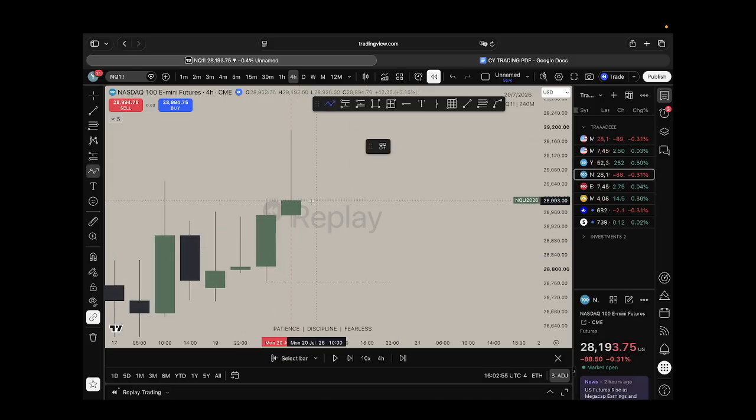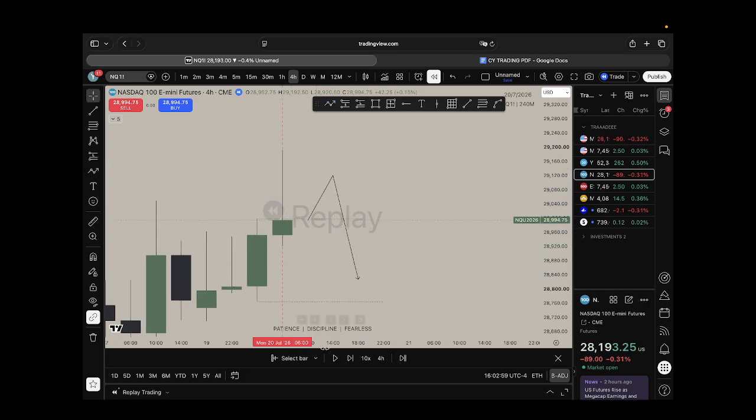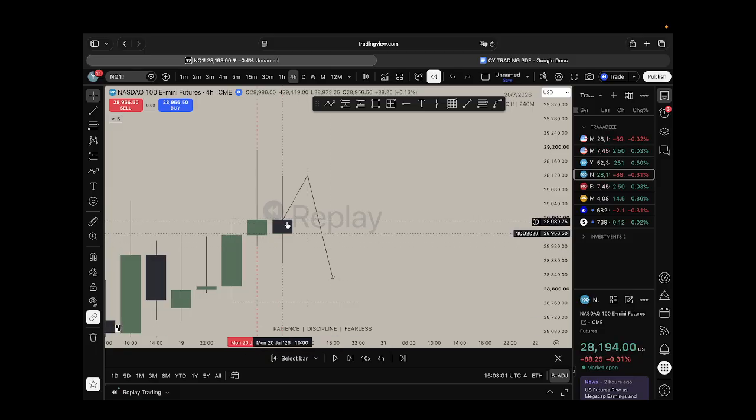So when 10 a.m. opens right here, I want to see an open high, low close. And you can see we ended up creating this wick at 10 a.m. and we ended up creating a bearish candle lower. So that would be how I found a bearish bias.